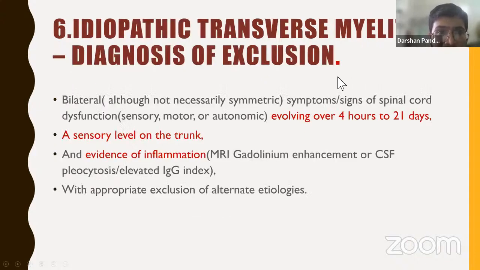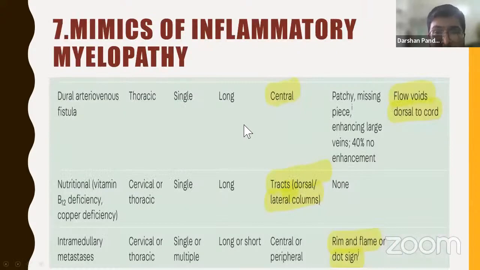Idiopathic transverse myelitis is a diagnosis of exclusion. In the diagnostic criteria, there's a sensory level, evolving over 4 hours to 21 days. If there is evidence of inflammation and other alternate etiologies are ruled out, then we can label it as idiopathic. The mimics of inflammatory myelopathies can be dural fistula, vitamin B12 deficiency, and intramedullary metastasis.